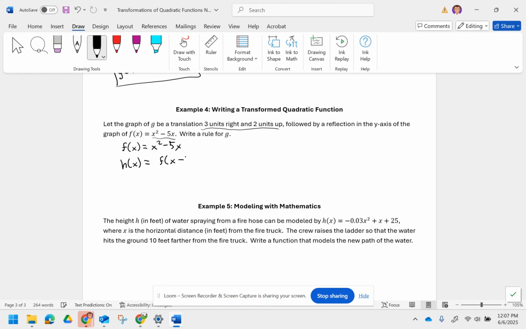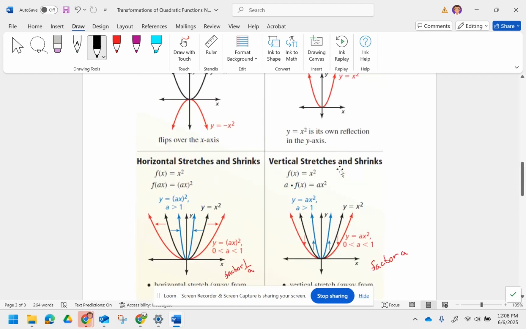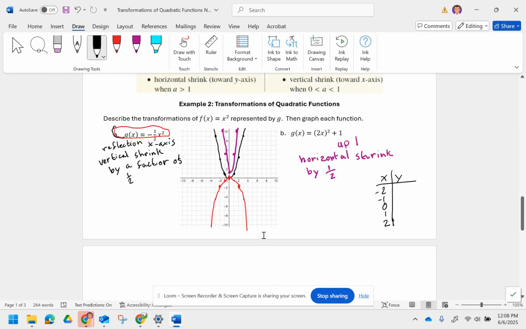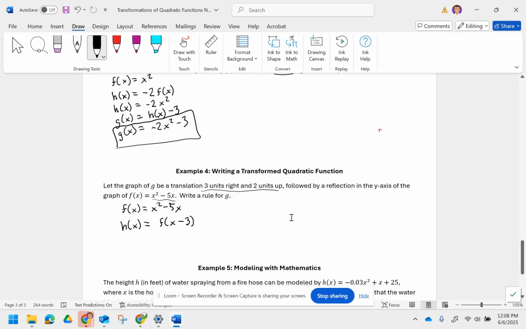subtract a 3. Okay, and that goes along with the section of your notes where we talked about horizontal translations. If you are subtracting a negative, or in other words, adding, that's going to shift it to the right. Okay? And now to make it go up, we're going to take the output and add a 2 to it.